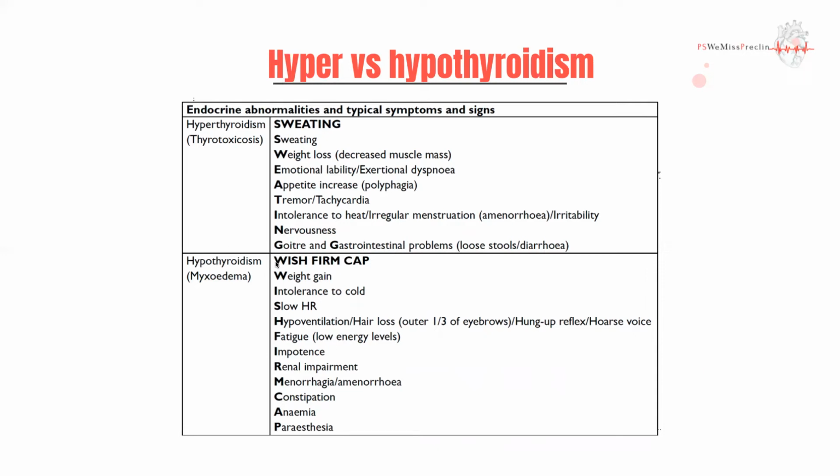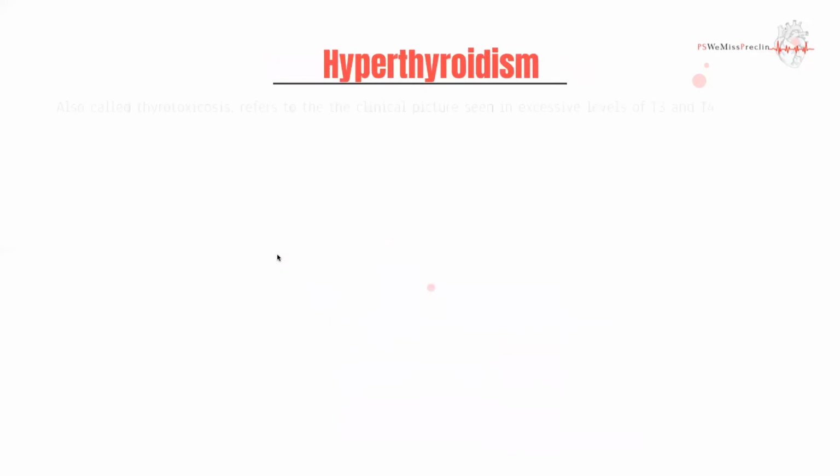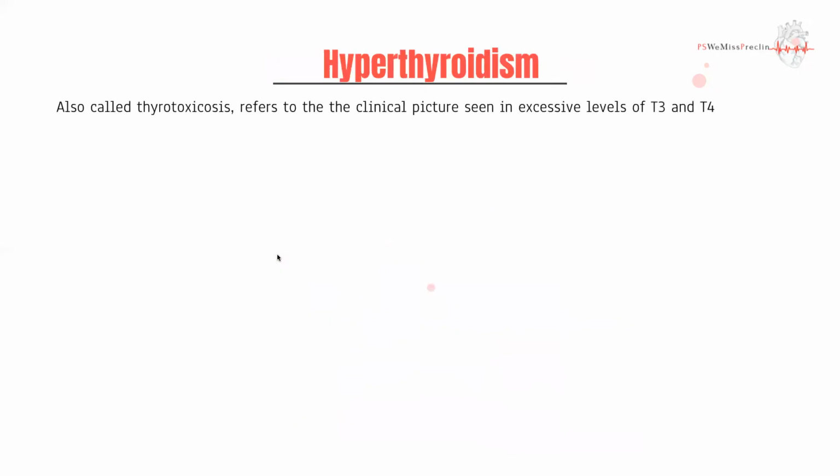And then hypothyroidism, which isn't as neat as sweating, but wish, firm, cap. So again, the complete opposite to all of these. So if you just remember hyper, you can very easily put together hypo. So hyperthyroidism is also called thyrotoxicosis.